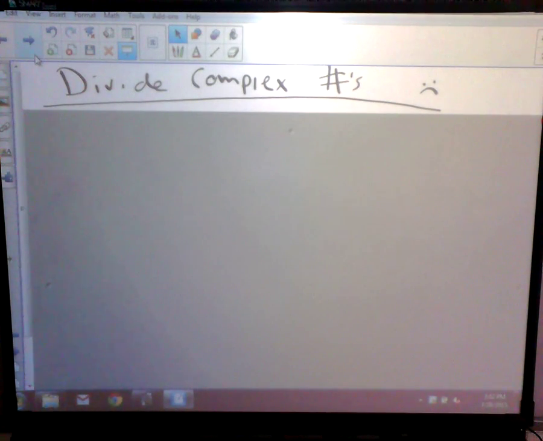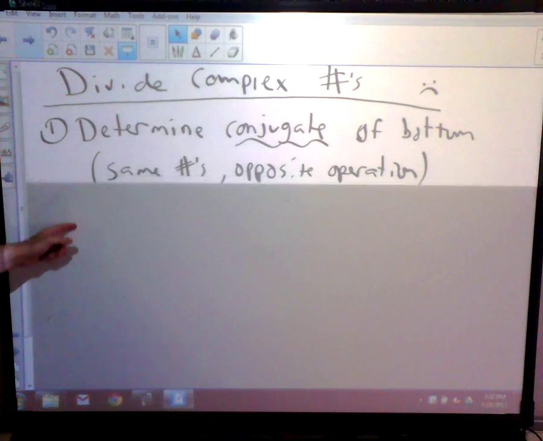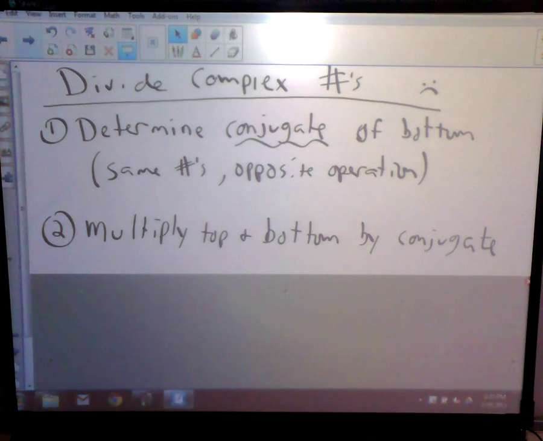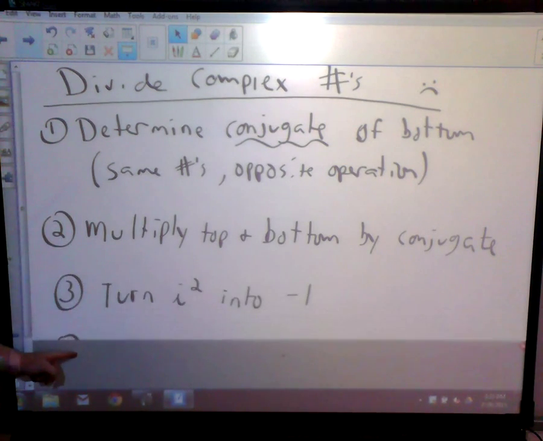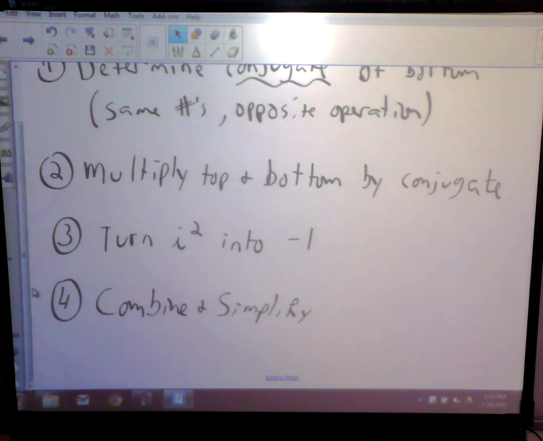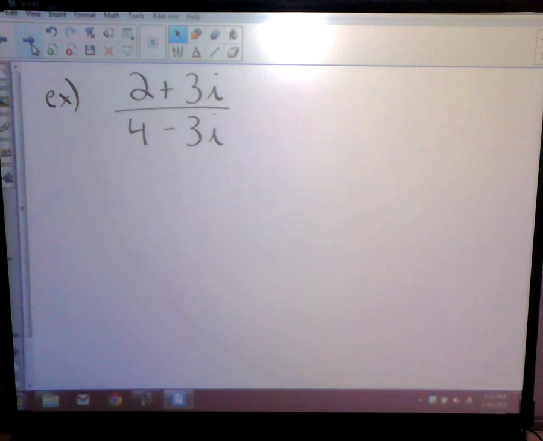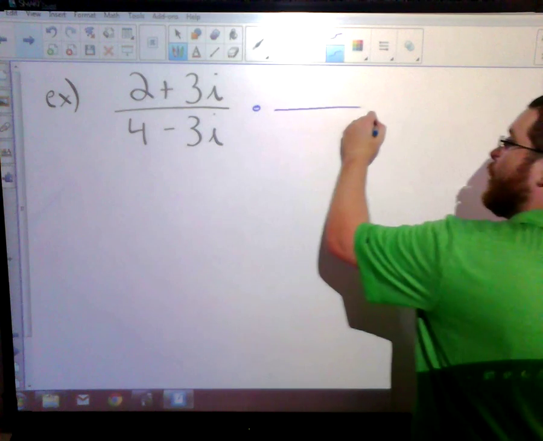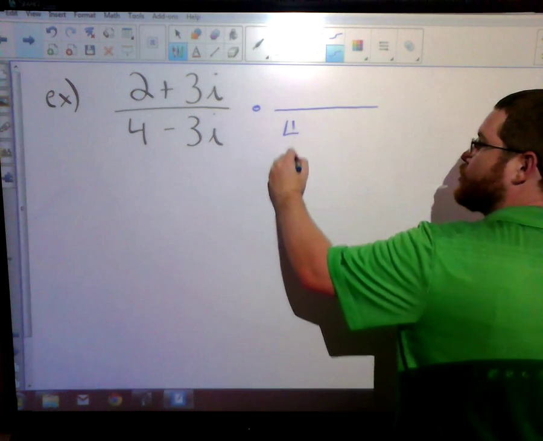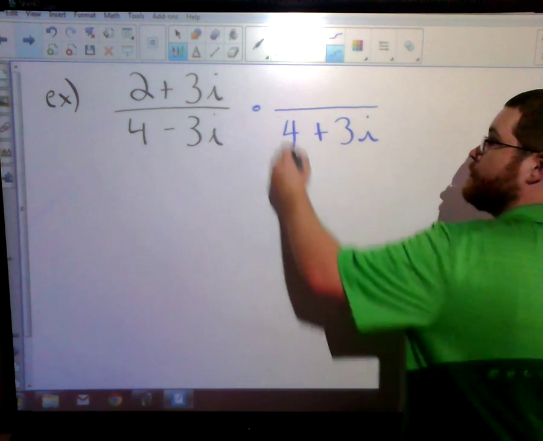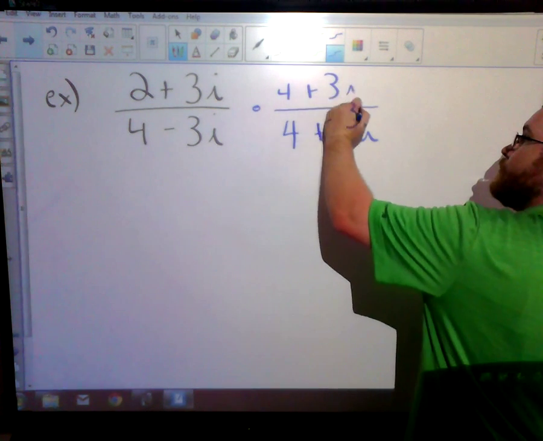Dividing is not fun. Determine the conjugate of the bottom. Same number but opposite operation. Multiply the top and the bottom by the conjugate. Turn i squared into negative 1. Combine and simplify. So let's figure this out. We need to multiply the top and the bottom by the conjugate of the bottom. The bottom is 4 minus 3i, so the conjugate is 4 plus 3i. If I do it on the bottom, I have to do it on top.